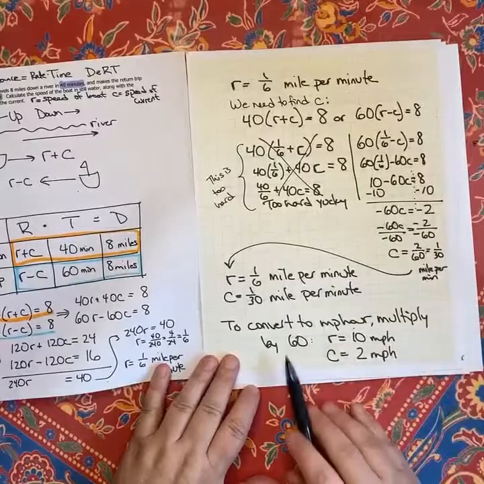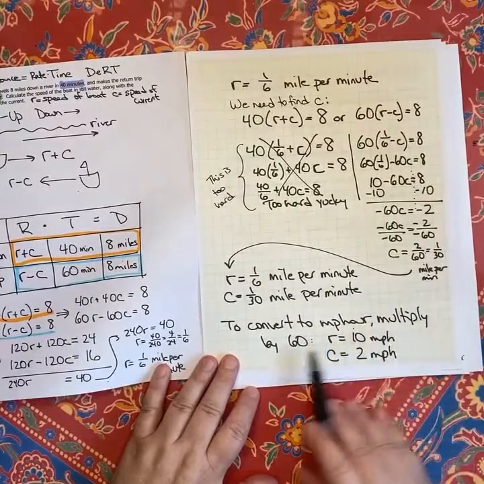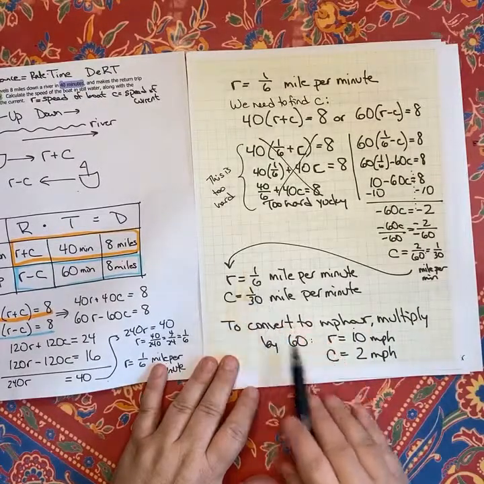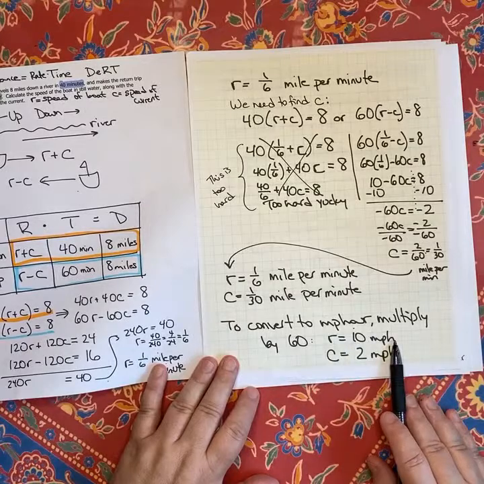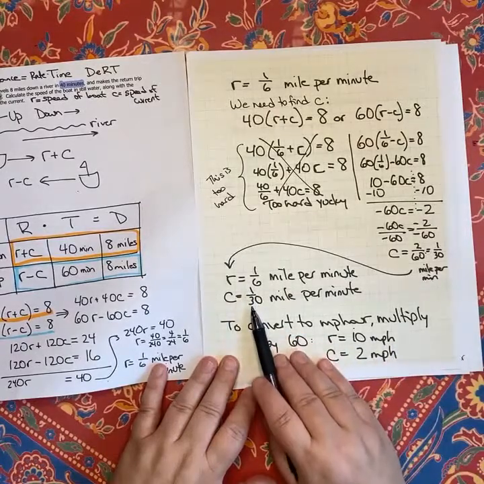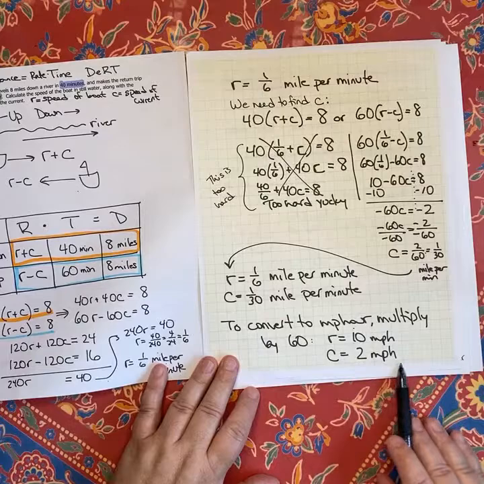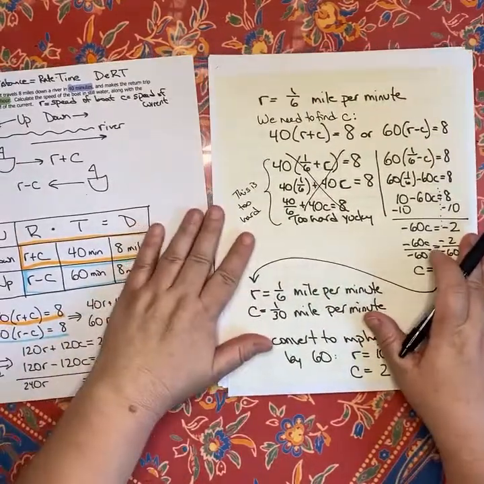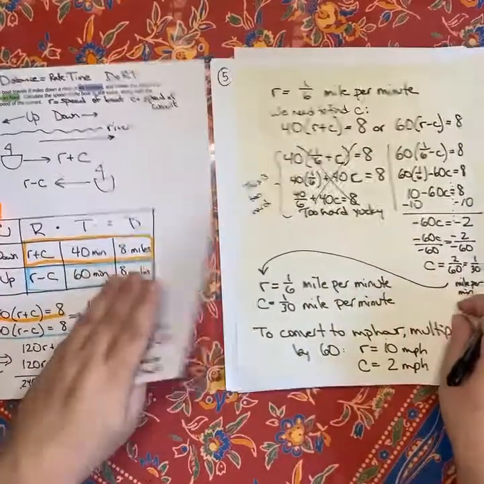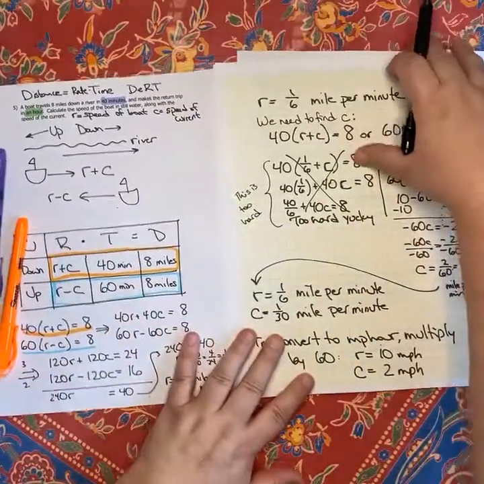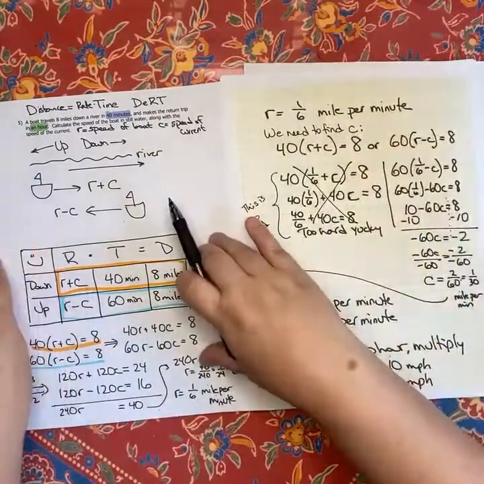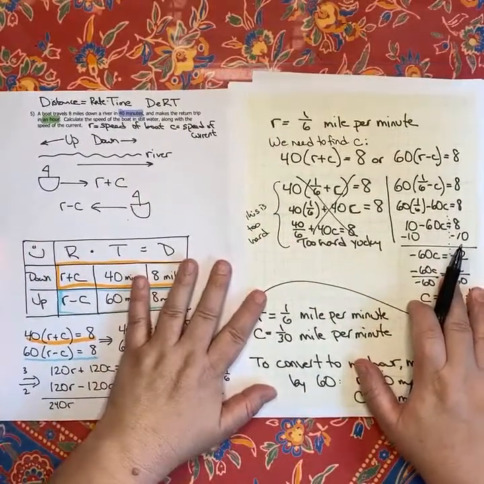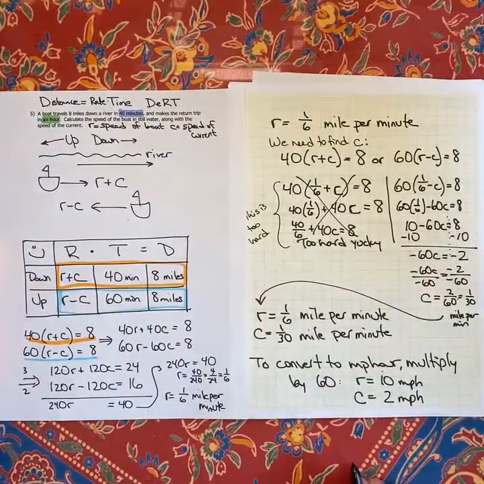And then to convert to miles per hour, multiply by 60. So 1/6 times 60 gives us 10 miles per hour. And 1/30th mile per minute becomes 2 miles per hour. So I will put this into the notes as well. Let me even this out again so you can screen capture it if you want. There we go. So if you want to, this is another way to do it.